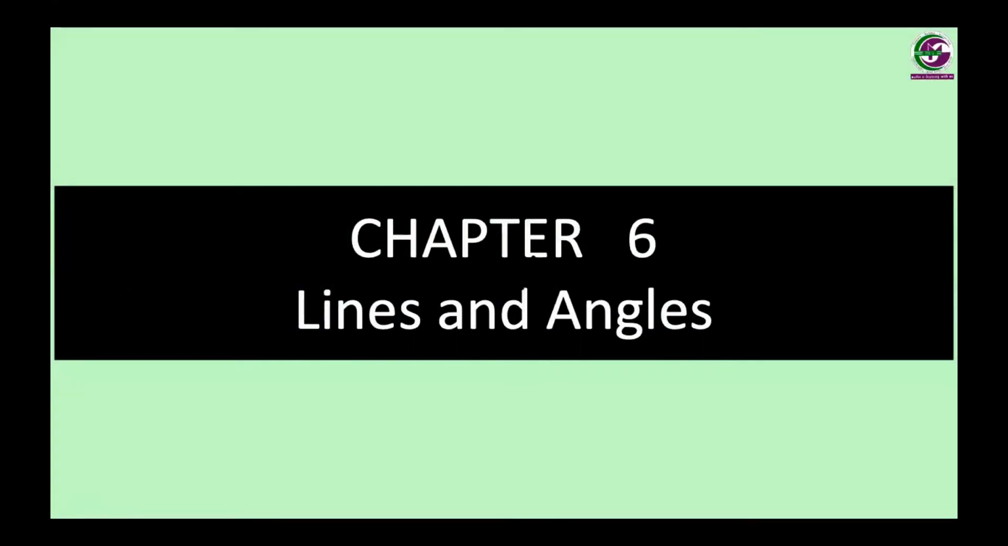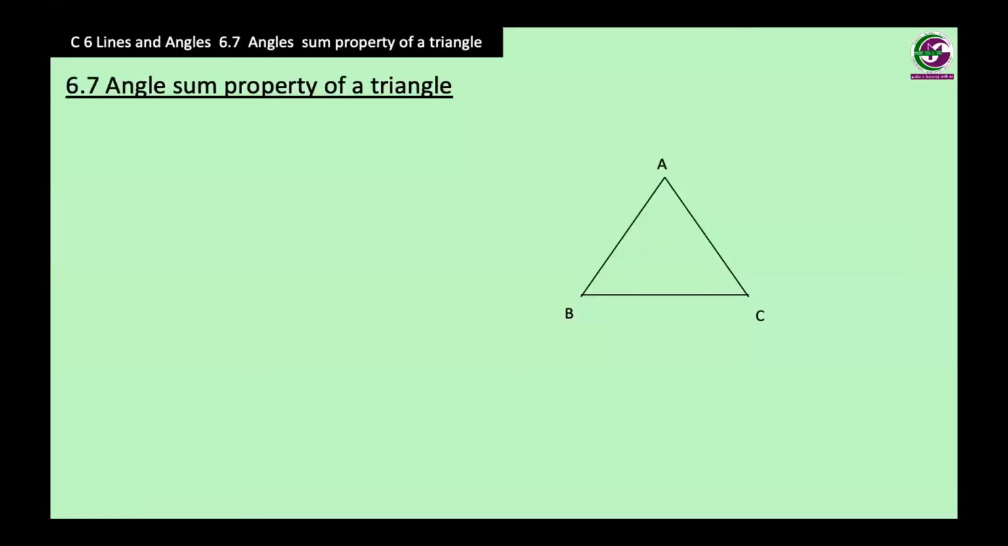Dear all, welcome back to the chapter Lines and Angles. In this period, we will move on to our new lesson, Angle Sum Property of a Triangle. As you know, a triangle has three angles. Let us name this triangle A, B, C. So the angles are angle A, angle B, and angle C.